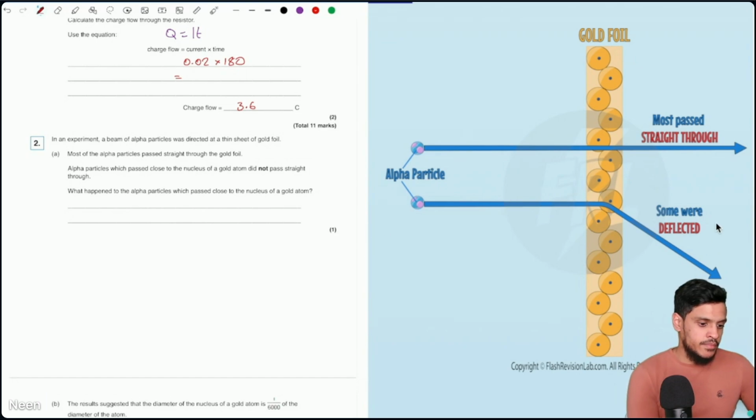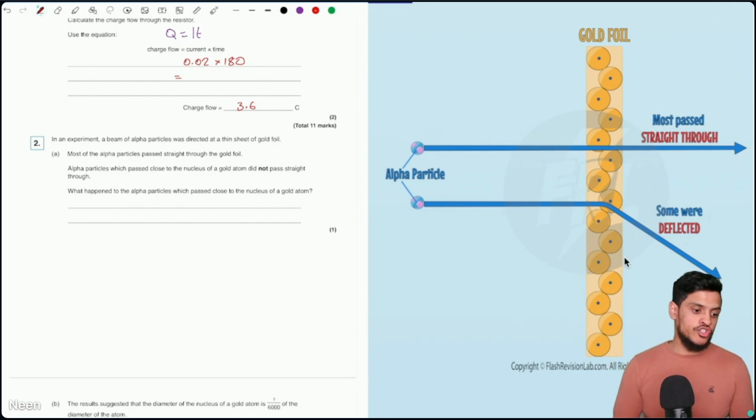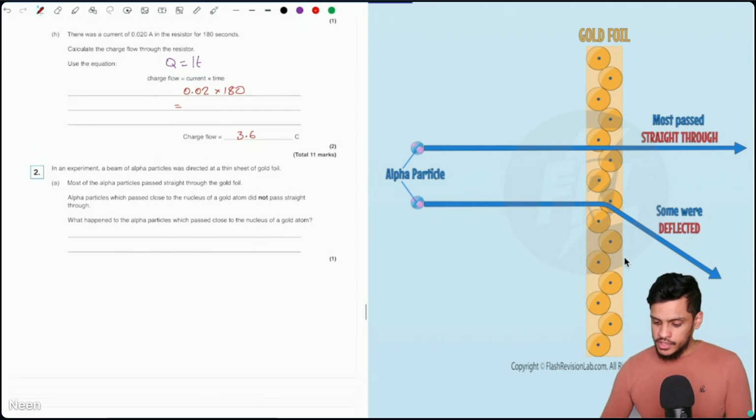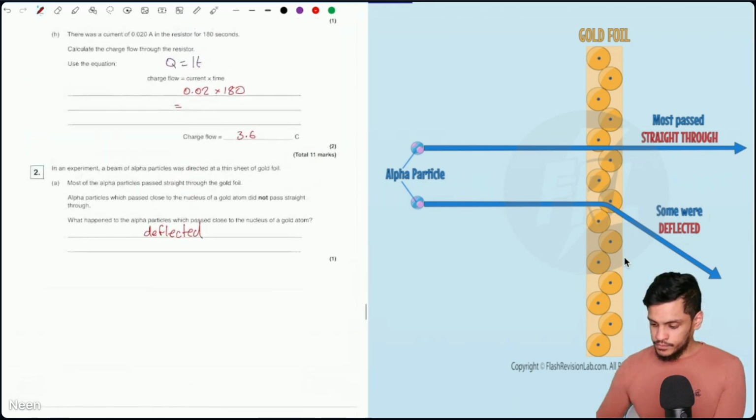But then some of them, you can see here, were deflected. That basically told him that there was something in there which was very dense and concentrated in mass, which we know is the nucleus now. So what happened to the alpha particles which passed close through? You can say they were deflected. That's enough for the mark.